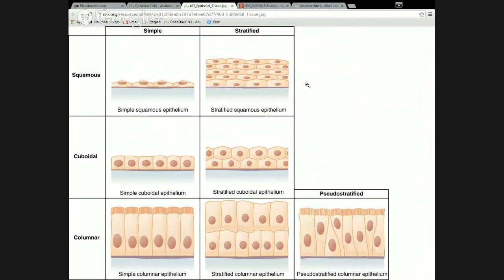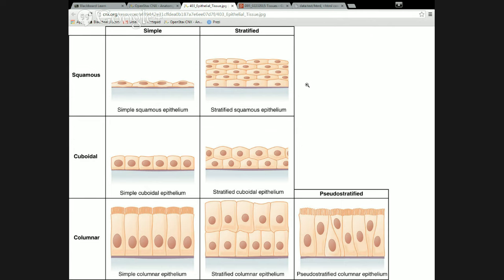But squamous cells are flat. We can see them either in a simple epithelium, a single layer of flat cells, or a stratified epithelium, okay, multiple layers. Cuboidal cells are typically square. We can see them in a single layer or multiple layers. And then columnar cells are tall and thin. Okay. We can see them in a simple or a stratified epithelium.